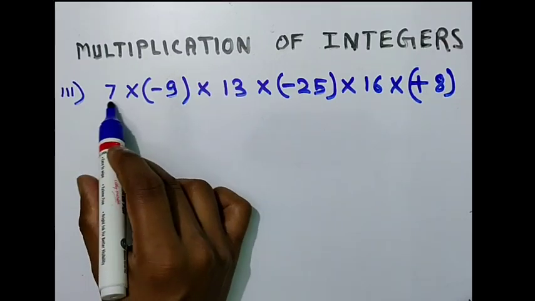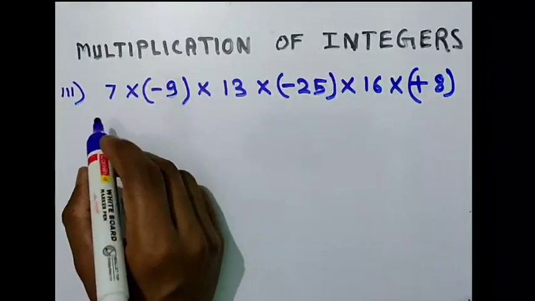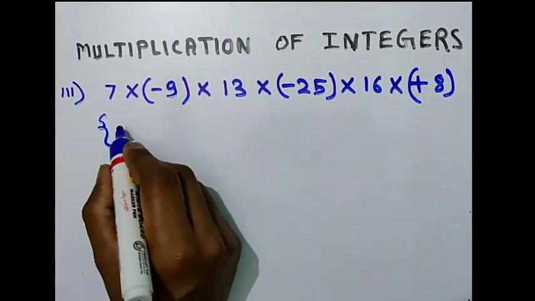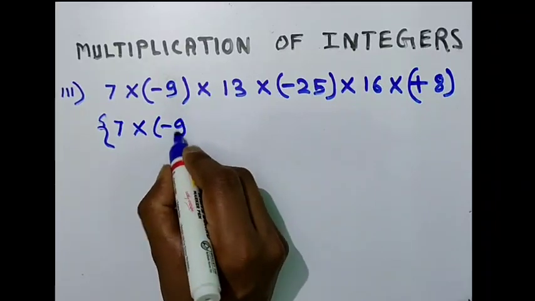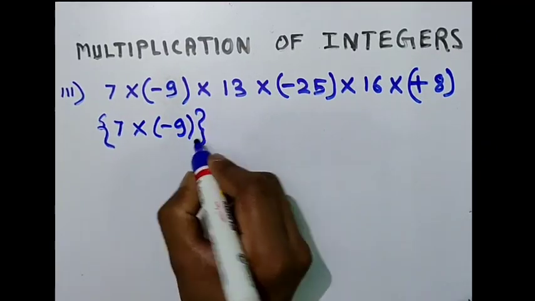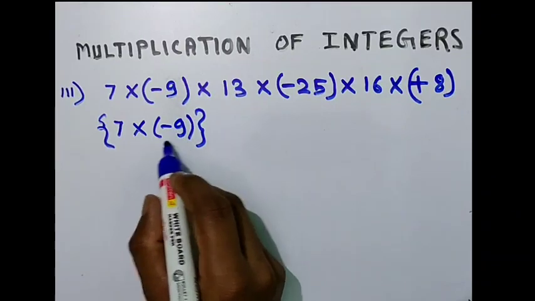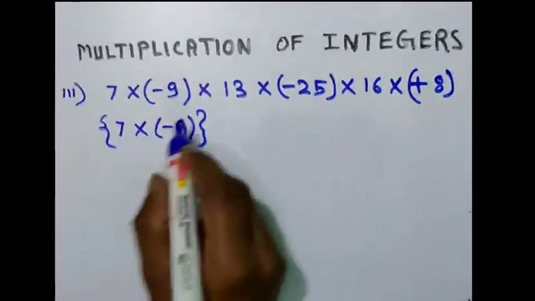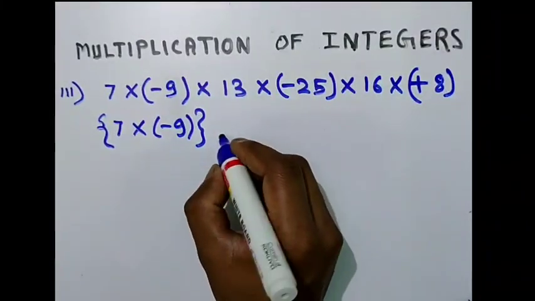So suppose I am multiplying 7 and 9 first. 7, positive 7 and negative 9. So let me put them in the braces. 7 times negative 9. Now why I am putting it in curly braces? Because here we already have a round bracket. So I am using another bracket to show that I am multiplying now 7 and negative 9.